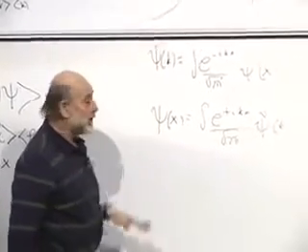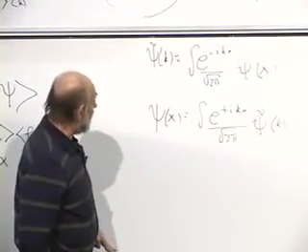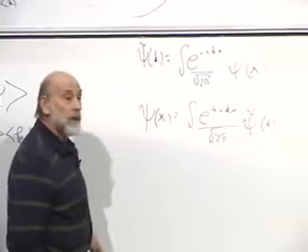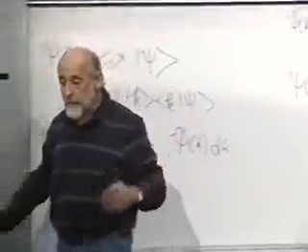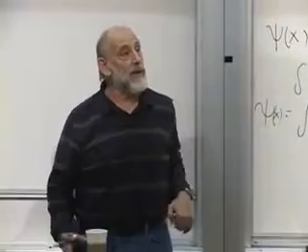Can K have negative values too? Can what have negative values? K. Absolutely. Momentum can be negative. It just means the particle's going in the negative direction.